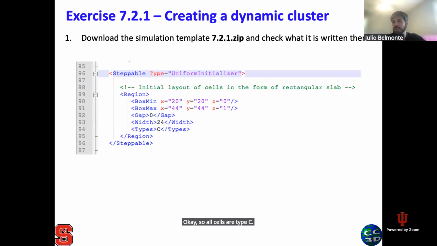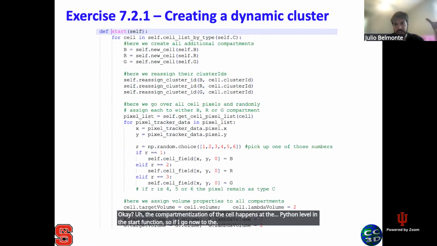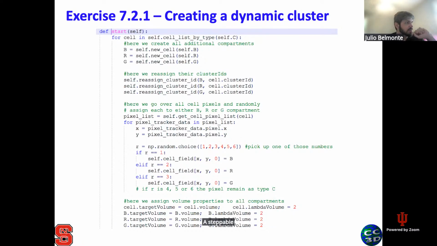So you can ask, okay, where are the other compartments coming from? The compartmentalization of the cell happens at the Python level in the start function. So if I go now to the steppables file and look at the start, you're going to see this code here. What I do here is I have a loop over all cells of type C. And inside, I create all those missing compartments, the blue, the red, and the green, using this command here. I'm not sure you have seen this command to create cells. Did you learn that before or not?